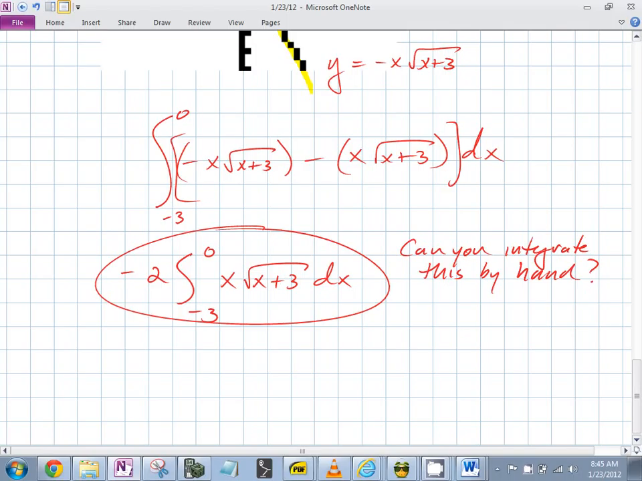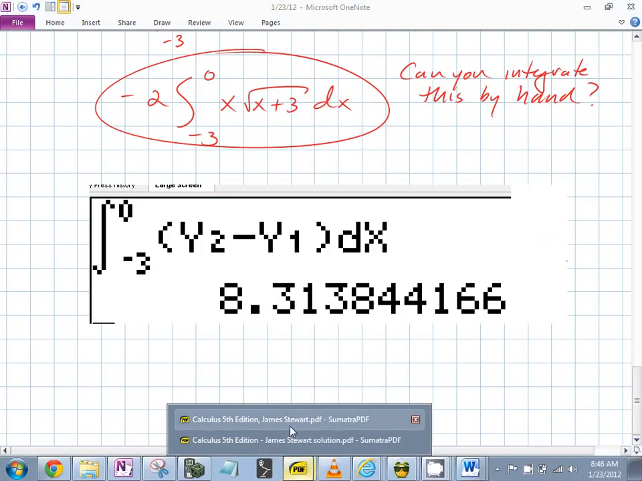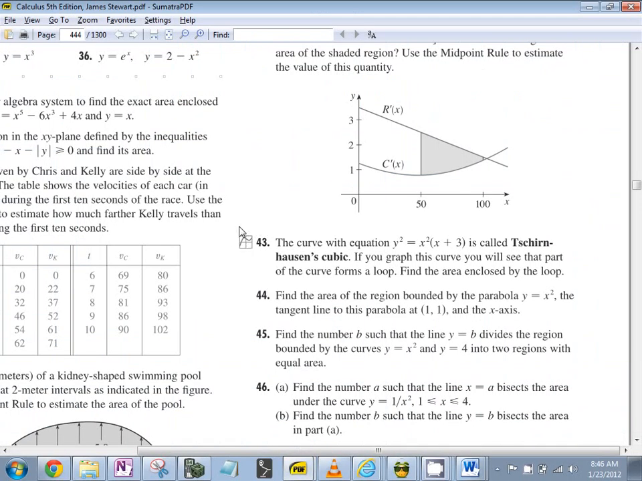You must use your calculator. You see a little icon next to the problem right here? That means you're going to have to use your calculator, as far as I understand it.